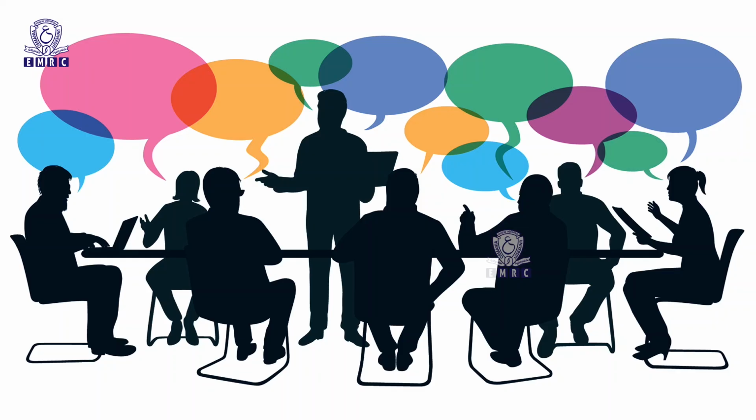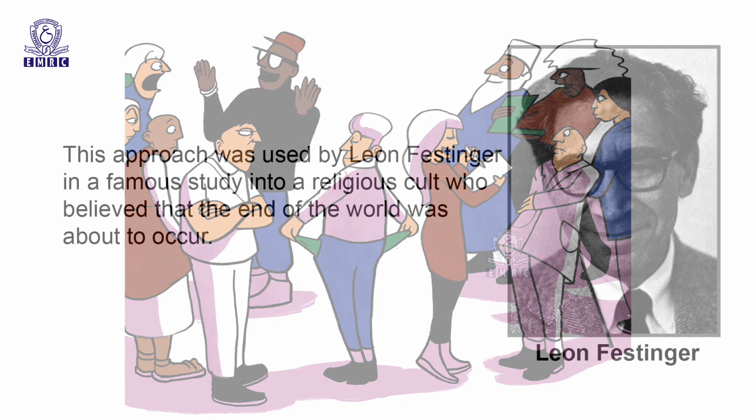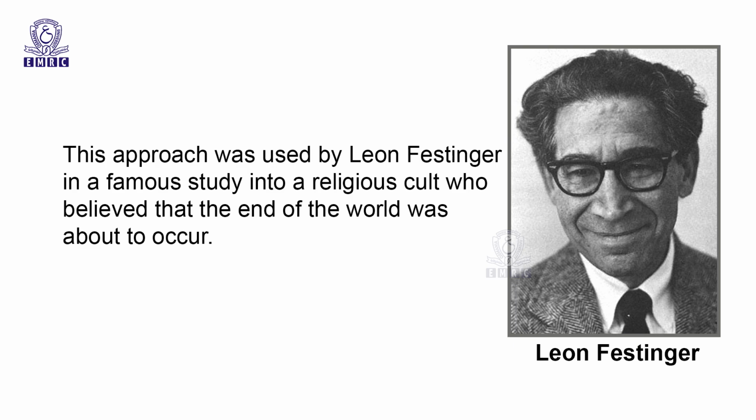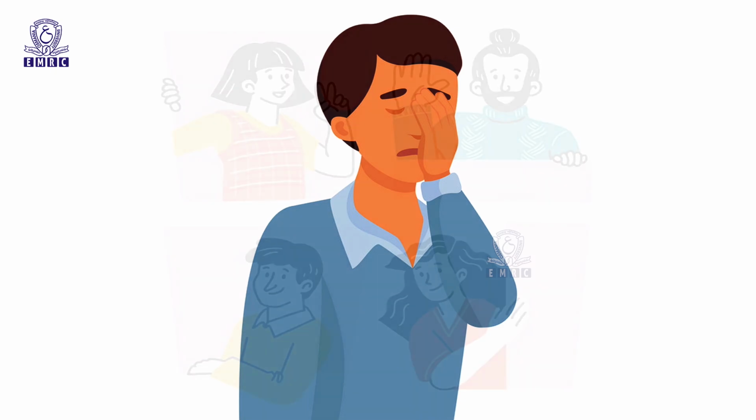Participant observation. Participant observation is a variant of the natural observation, but here the researcher joins in and becomes part of the group. They are studied to get a deeper insight into their lives. This approach was used by Leon Festinger in a famous study into a religious cult who believed that the end of the world was about to occur. He joined the cult and studied how they reacted when the prophecy did not come true.